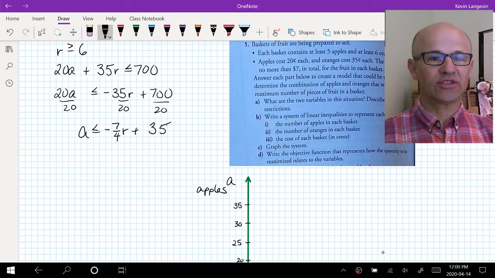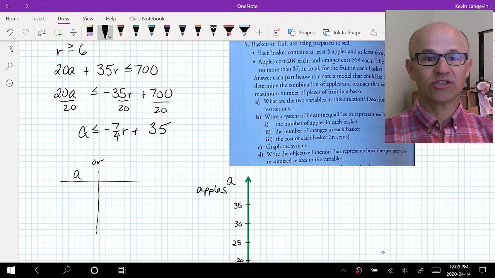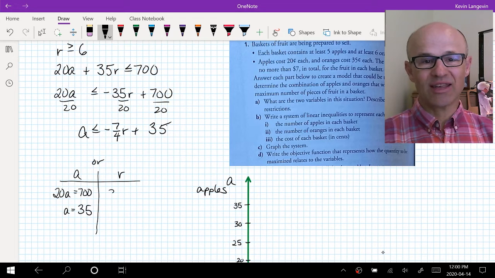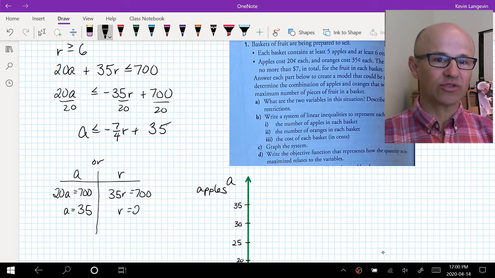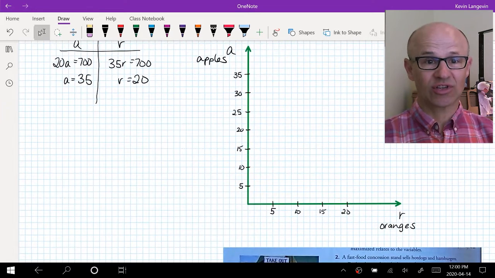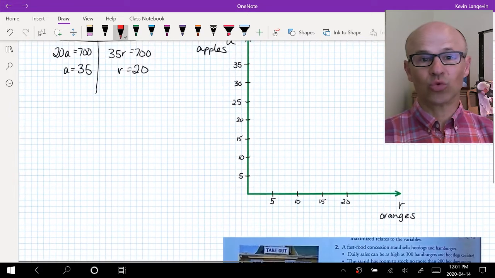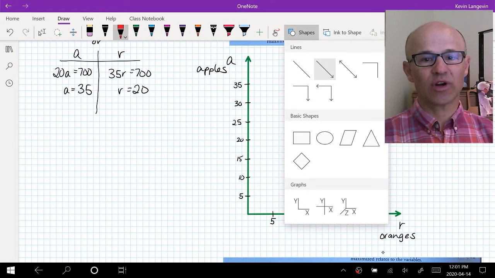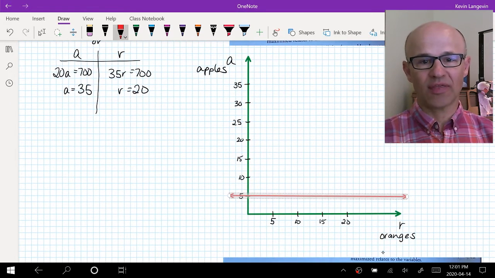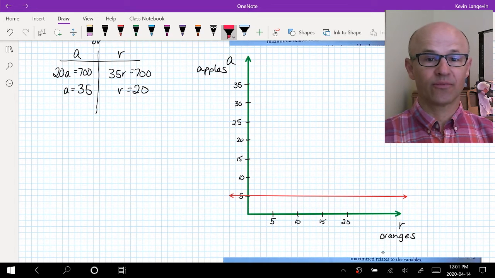I can rearrange this last equation and come up with a slope-intercept form way of looking at it. Or better yet, I can use the method that we used the other day finding intercepts, where we let R equals 0 and solve for A, and let A equals 0 and solve for R. The reason I like that method is because then we're able to very easily plot that information on the graph.